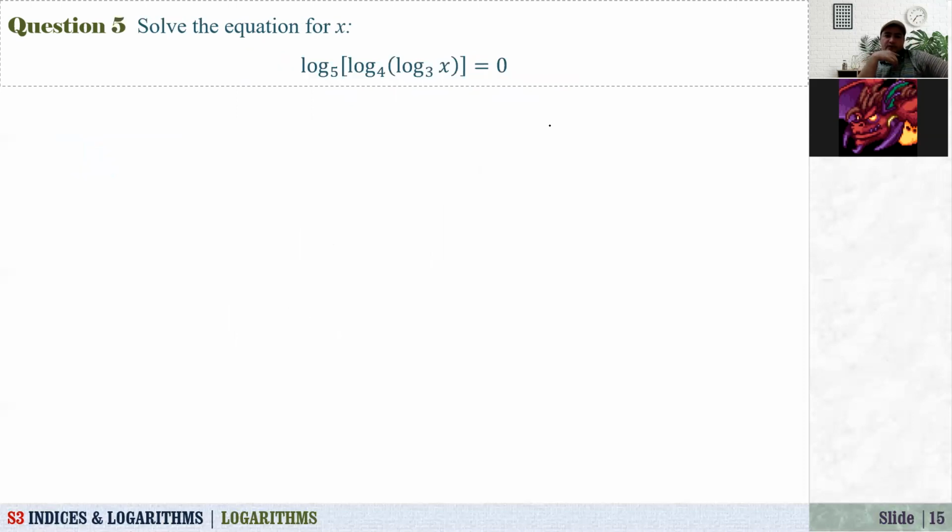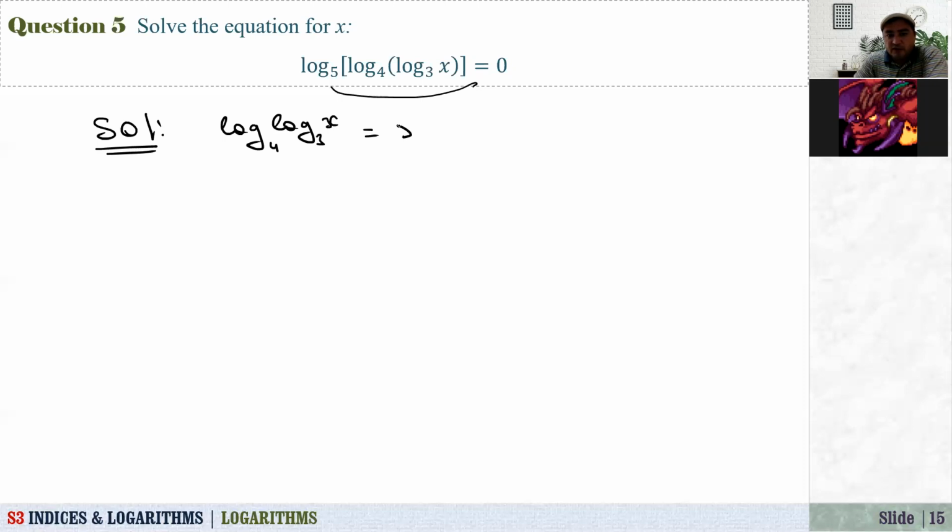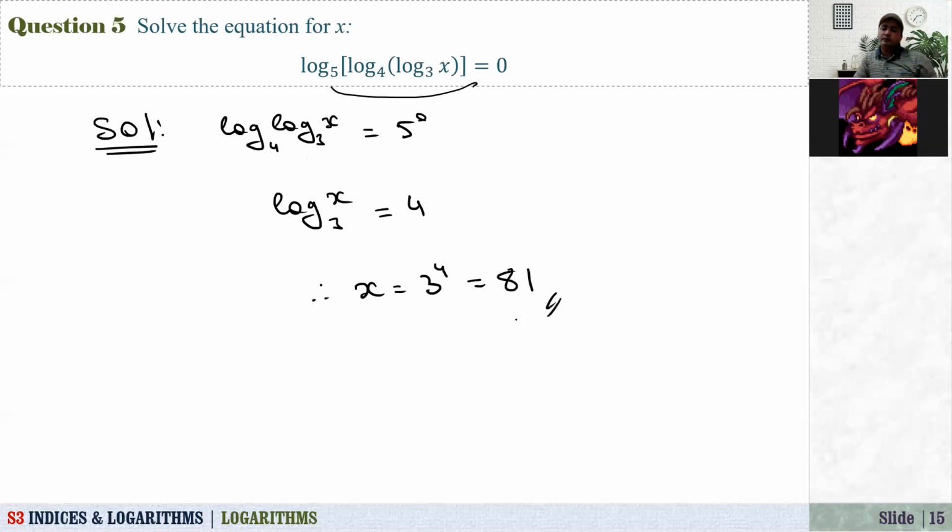Okay, question 5. Solve the equation for x. So I think you have now an idea how to solve this. So this 5, I can just take to this side and convert this into exponential form step by step. The first one is the logarithm of x to the base 3 to the base 4 is equal to 5 to the power of 0, which is equal to 1. In the second step, the logarithm of x to the base 3 is equal to 4 to the power of 1, that's equal to 4. Then what is x? X equals 3 to the power of 4, that's equal to 81.